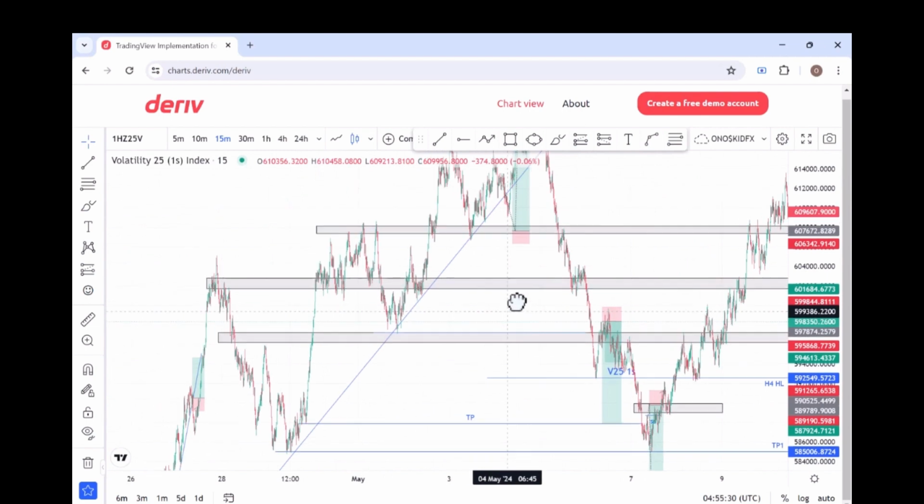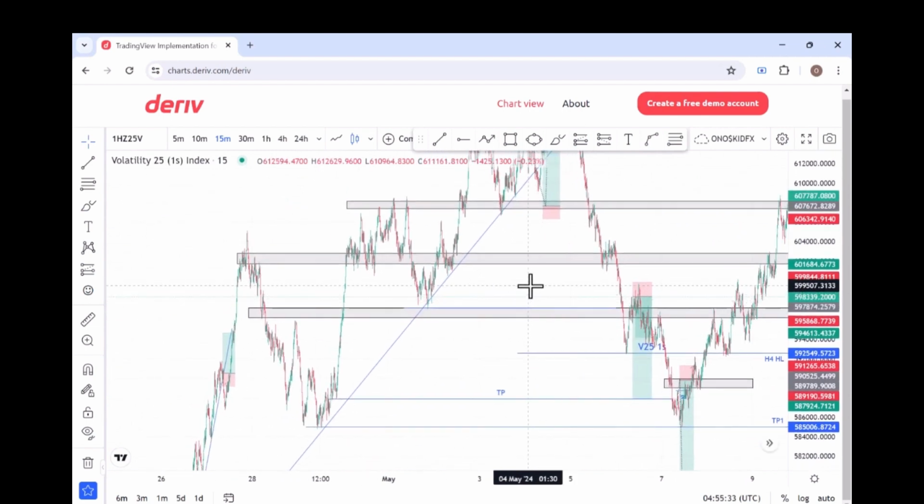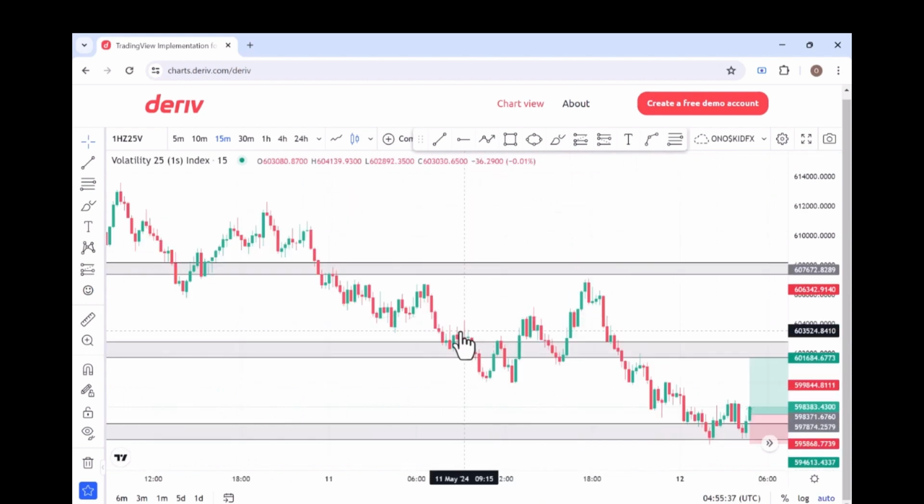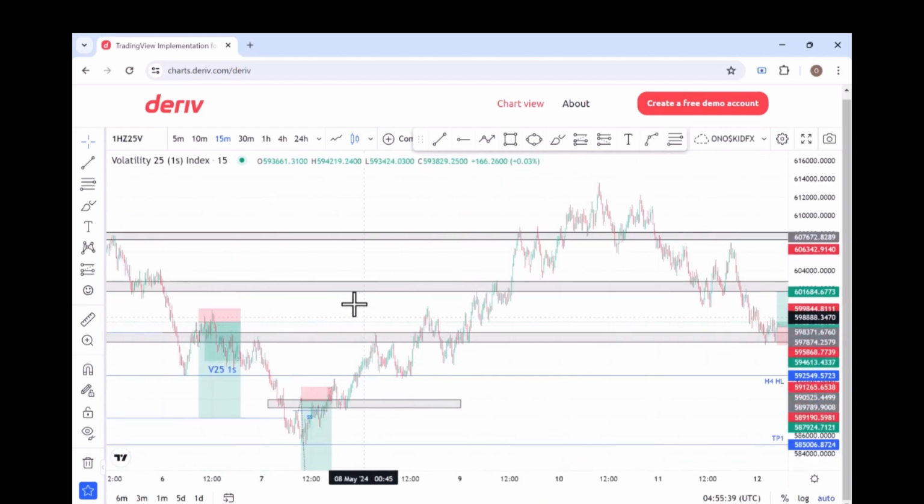So without further ado, let's dive into the chart and let me show you the best way you can actually apply this trendline strategy and the best time to take your trade when you're using the trendline strategy. But before I dive into the chart, I need to make you understand what this trendline strategy even is.